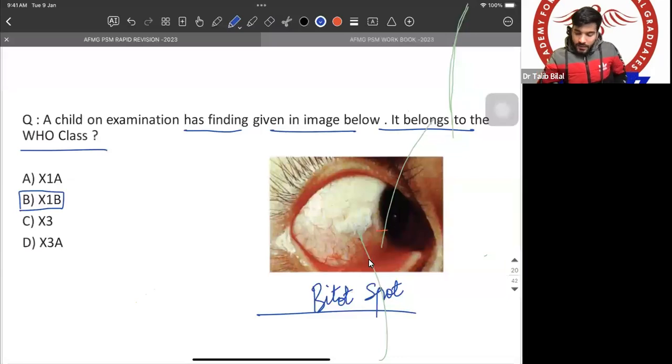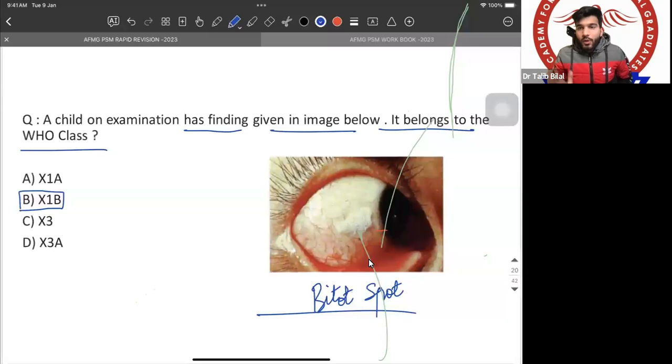Okay, so guys, Bitot spot. Let's revise all the vitamins. Vitamin A deficiency is already clear: night blindness and conjunctival xerosis. Let's start with the B vitamins. Vitamin B1 is thiamine. Thiamine deficiency causes beriberi. In alcoholics, it causes Wernicke's encephalopathy and Korsakoff's psychosis.